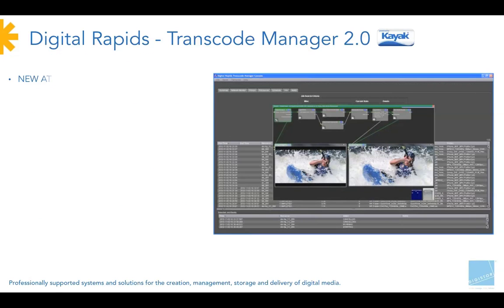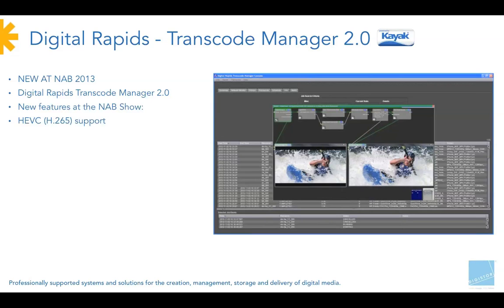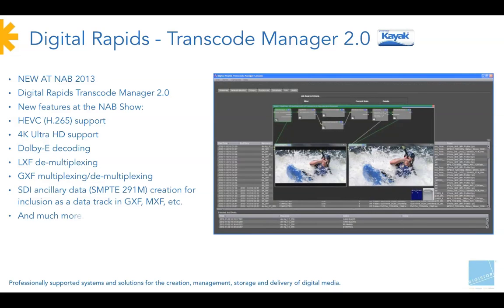So just to show you a bit more of what was new at NAB, HEVC is absolutely supported. 4K Ultra is supported. Dolby E, as I mentioned just before. One of the big ones that people often ask us about is GXF support. Many of the broadcasters require GXF material and use that because they have K2 servers, let's say. The Digital Rapids system can absolutely multiplex and demultiplex those files and is able to send those off to your playout systems. And there's a lot more coming as well.